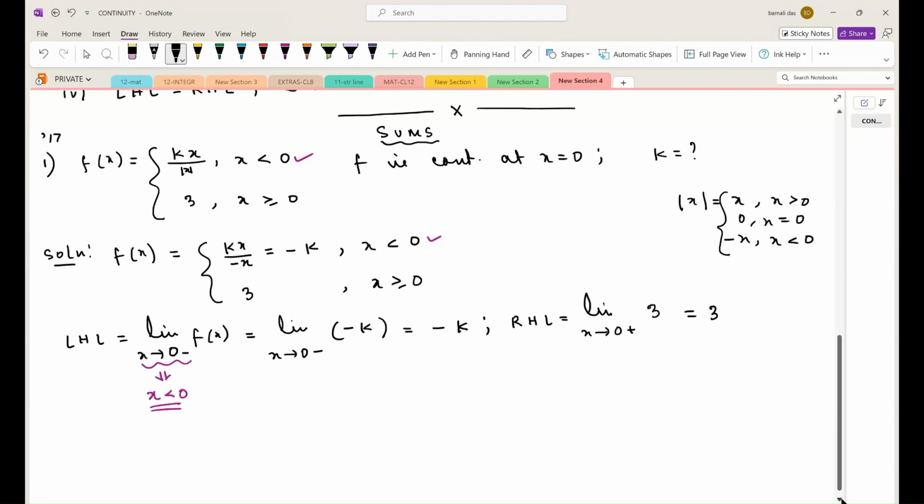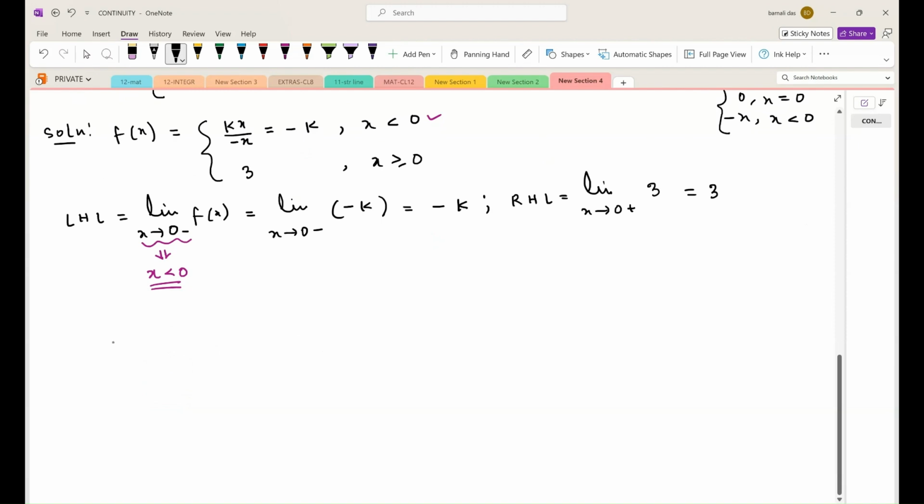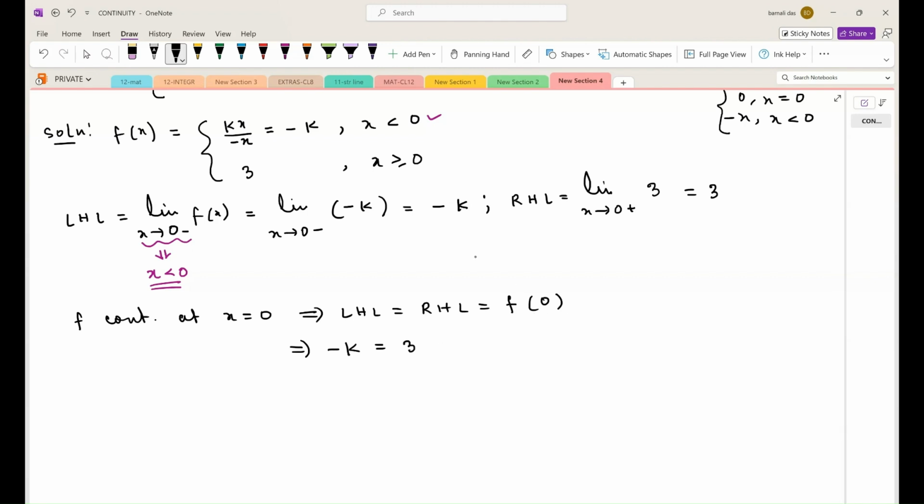Now it is given in the sum that the function is continuous at x equal to 0. So continuous at x equal to 0 implies my left hand limit equal to right hand limit equal to the functional value at the point, that is 0. So from here your left hand limit is minus k and your right hand limit is 3, and you don't even need this, but if you still write f(0) when x equal to 0 it is 3, so there's no need. So from here you have k equal to minus 3. So that's a short question.